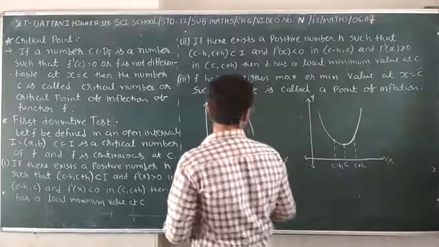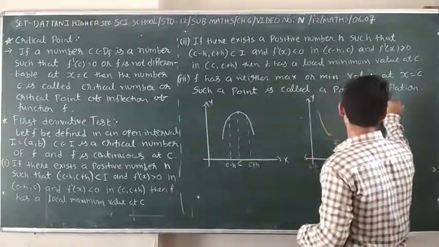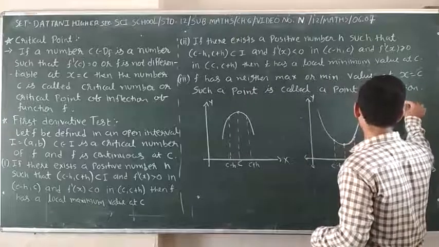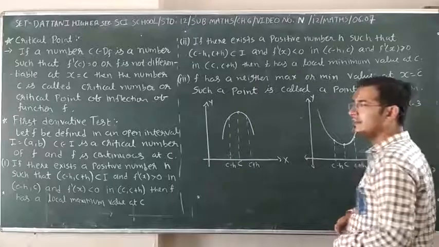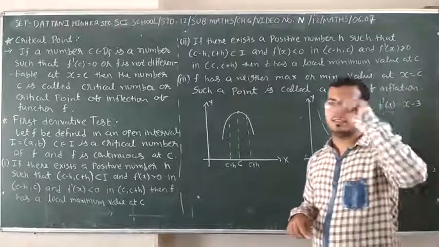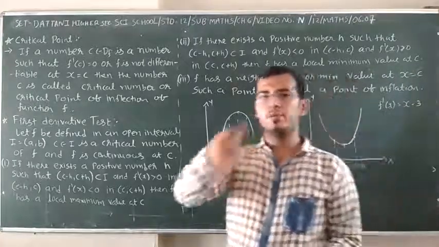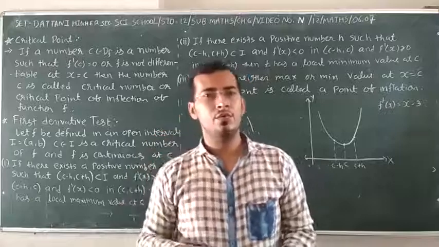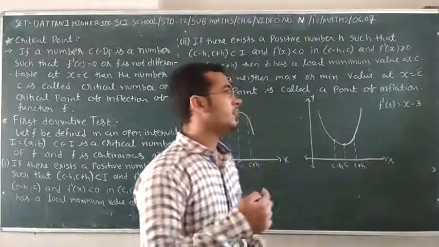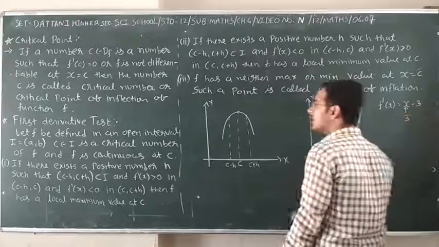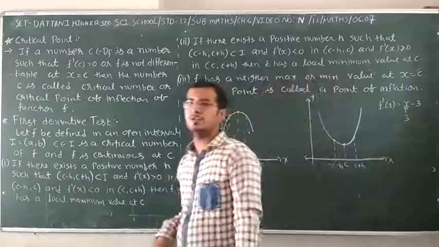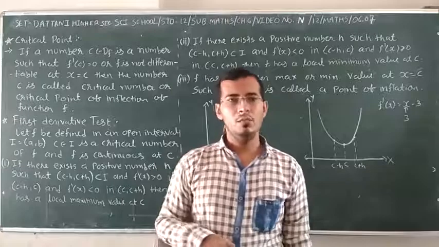For example, if you take the derivative and get, suppose, f dash x is equal to x minus 3, then I want f dash x equal to 0. So which value do I put for x to get 0? If I put 3 here, then I get 0. It means c equal to 3 is our critical point.